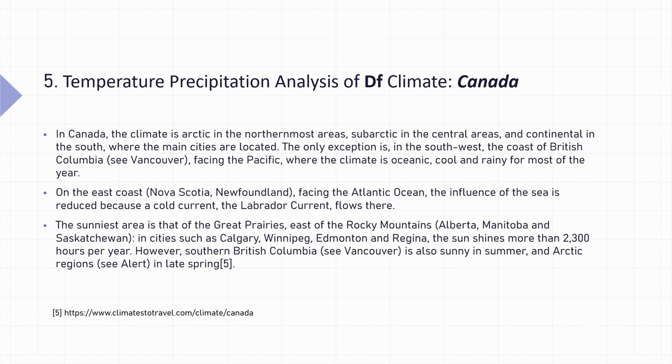On the east coast, Nova Scotia, Newfoundland, facing the Atlantic Ocean, the influence of the sea is reduced because a cold current, the Labrador Current, flows there. The sunniest area is that of the Great Prairies, east of the Rocky Mountains, in cities such as Calgary, Winnipeg, etc. The sun shines more than 2,300 hours per year. However, southern British Columbia, see Vancouver, is also sunny in summer, and Arctic regions see it in late spring.